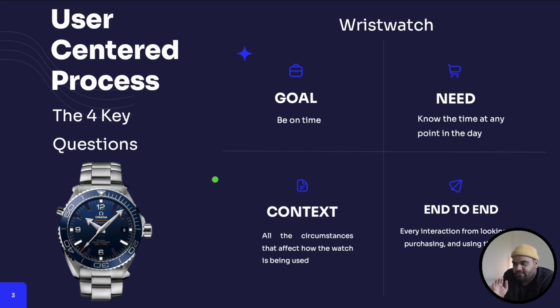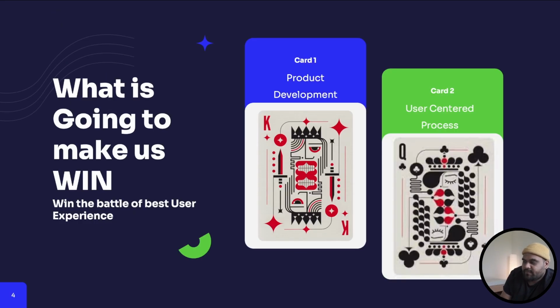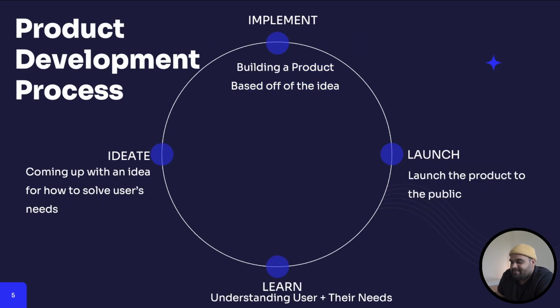Okay, once you have all of these things figured out, this is going to give you the understanding of a good product research. Okay, let's look at our kings and queens, which are going to be product development and user-centered process. So you have 2 cards which are going to be helpful, and which are going to make us win this battle of user experience.